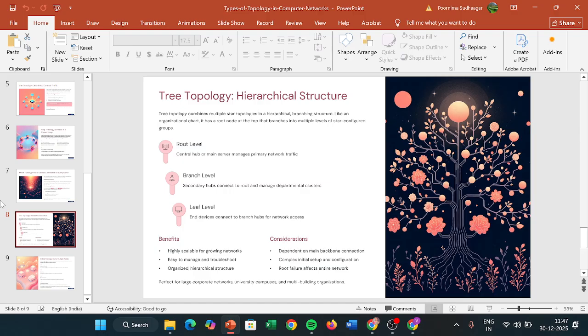The root level is a central hub or main server that manages primary network traffic. The branch level is a secondary hub, and the leaf level is the end devices. The benefits of tree topology are that it is highly scalable, easy to manage, and has an organized hierarchical structure. It is perfect for large corporate networks, university campuses and multi-building organizations.